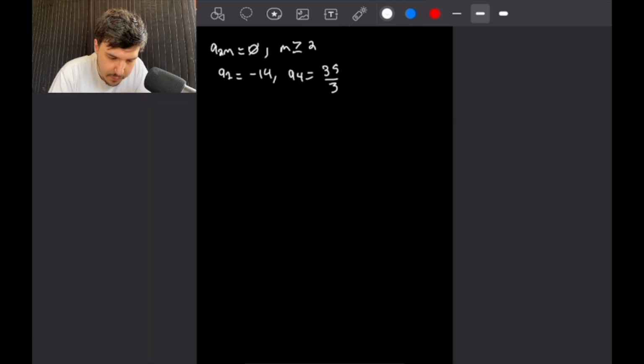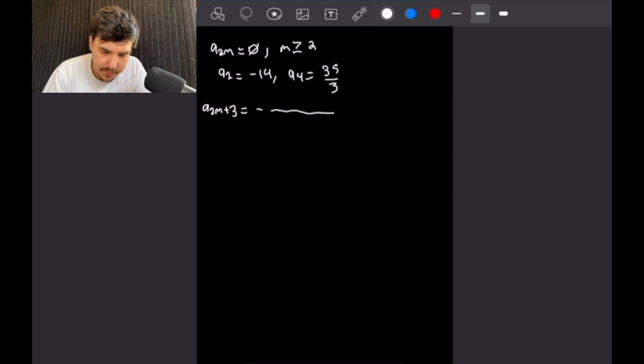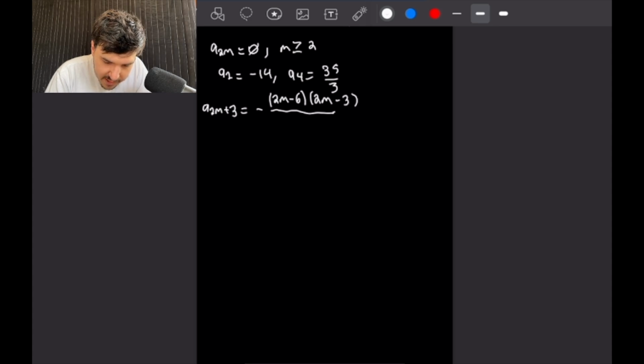So for our odd coefficients, we will have a sub 2m plus 3 is equal to, well, we'll have p of 2m plus 1. So let's not forget our leading negative here before we calculate that. If you remember, the factorization for our p of n was n minus 7 times n minus 4. So when we plug in our 2m plus 1, we will be left with 2m minus 6 times 2m minus 3, and our denominator will stay the same.